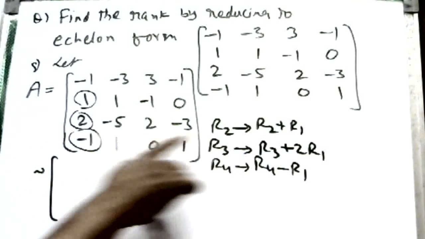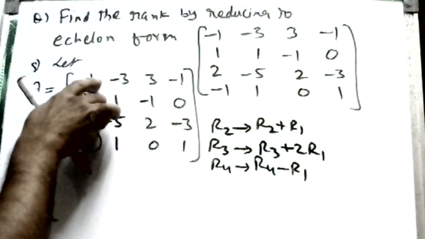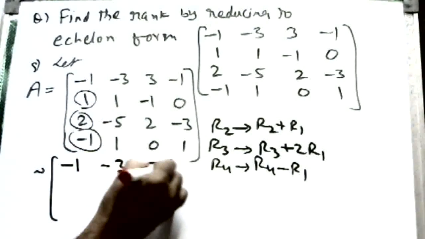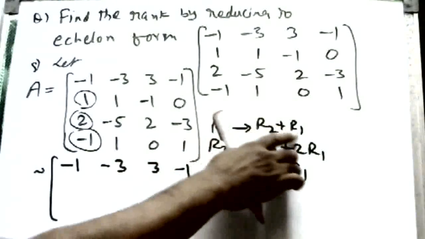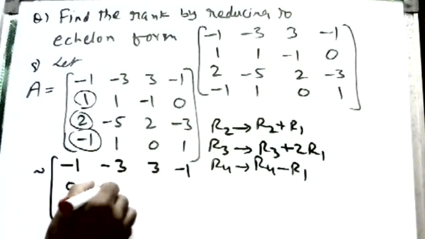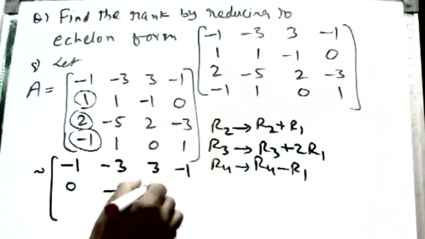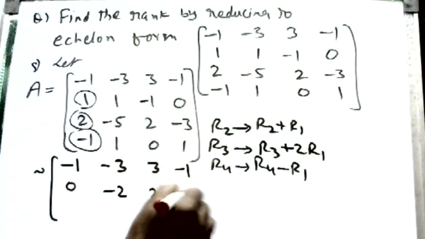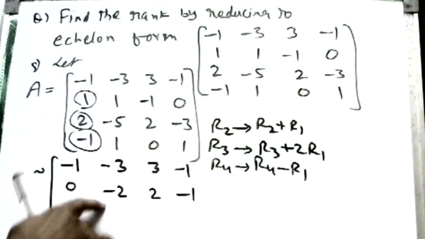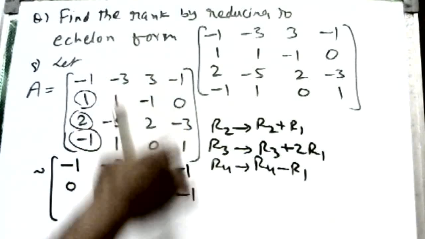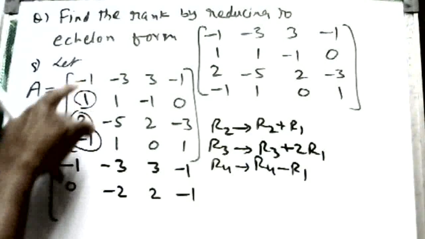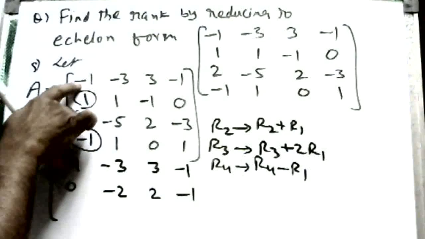So let me change this one. Now what is the first step? R2 plus R1. 1 plus 1. We are not changing the first one. Minus 1, minus 3, 3, minus 1. Now R2 plus R1. 1 minus 1, 0. 1 minus 3, minus 2. 3 minus 1, 2. Minus 1 plus 1, 0. Minus 3 plus 1, minus 2. 3 minus 1, 2. Minus 1, 0, 0. Minus 1.